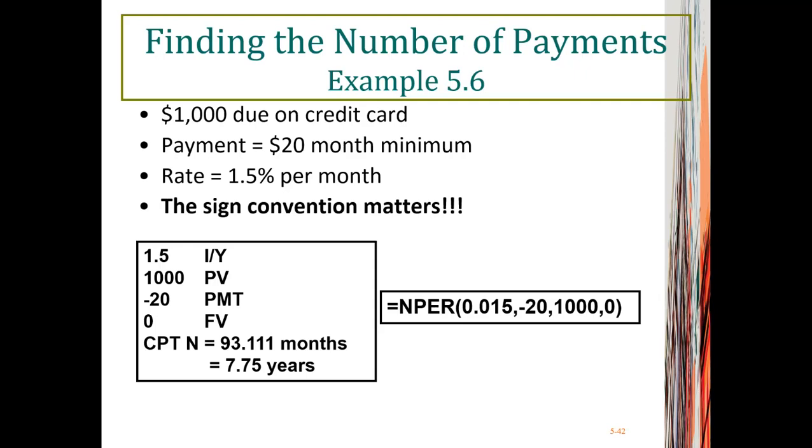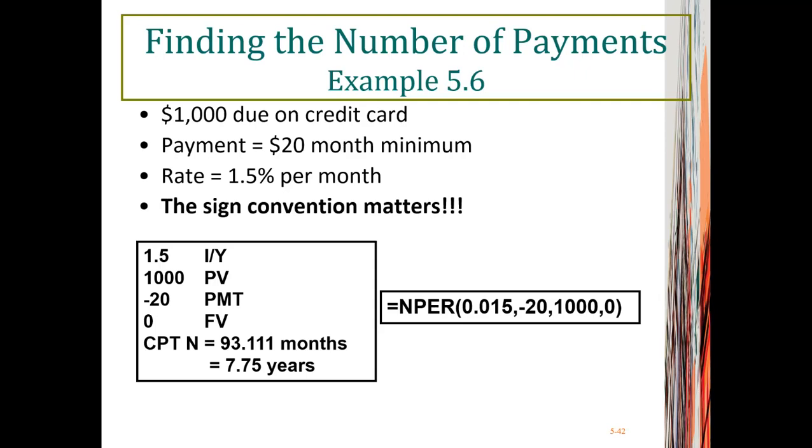this credit card balance. And knowing those 4 guys, you can fix the 5th one, which is the number of time periods. Essentially, it will show you the number of months that you need to pay off this $1,000 balance based on your minimum payment on your credit card. When you compute N, you will see 93.111. That means 93.1 months, which can be translated into a little less than 8 years. So even for a small amount of balance on a credit card, if you use the monthly minimum payment, it takes a long time for you to pay off.